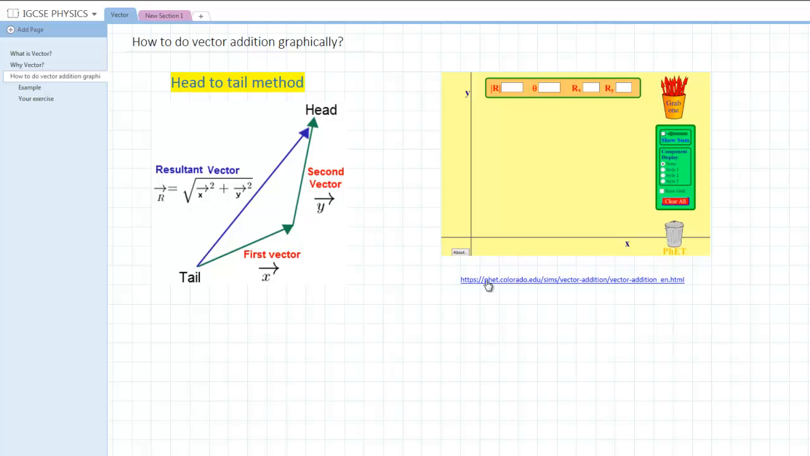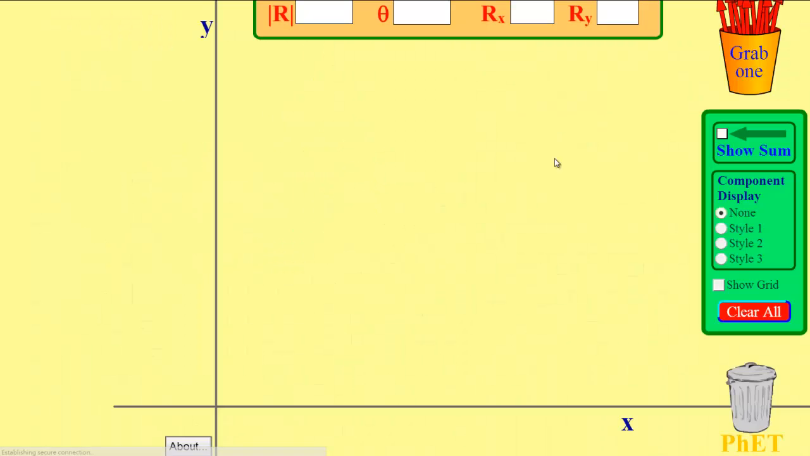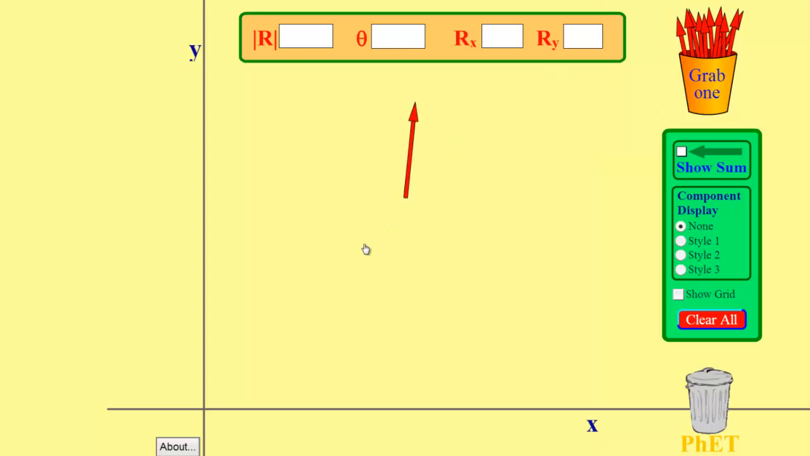You can also try going to this website, and it will show you some examples, and I can show you right now. Basically, you can do this. You get 2 vectors. You can change the direction of them, and also the length. Be careful. The length of the arrow represents the magnitude, like how strong a force is.